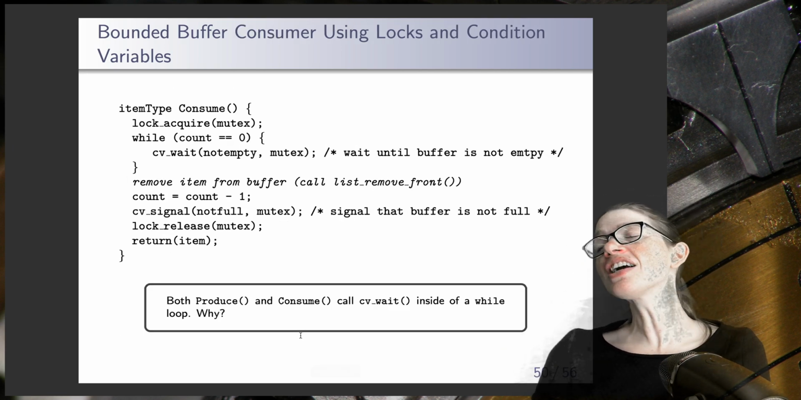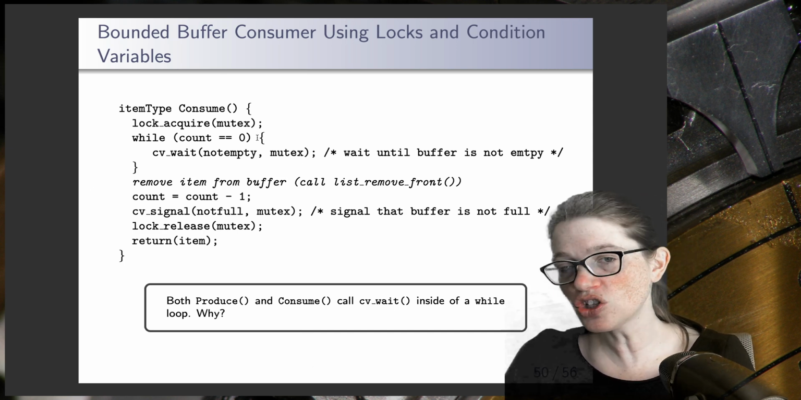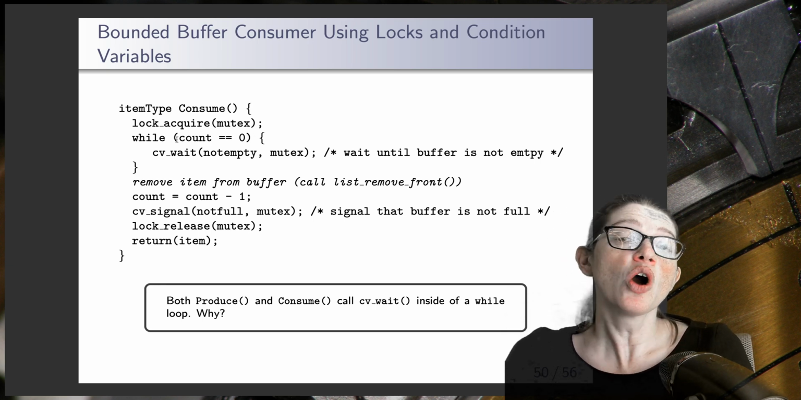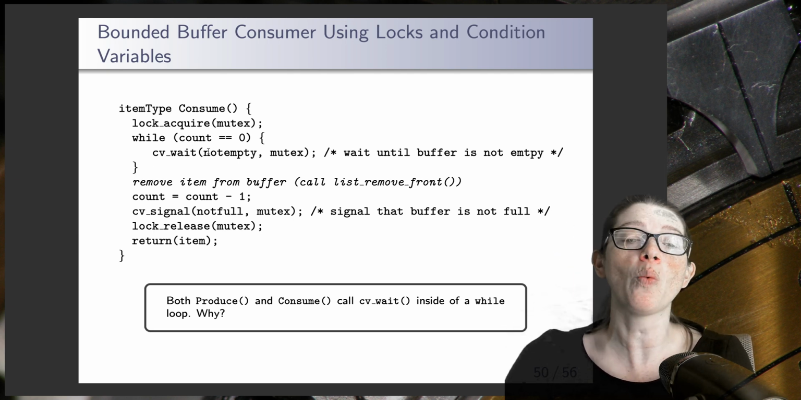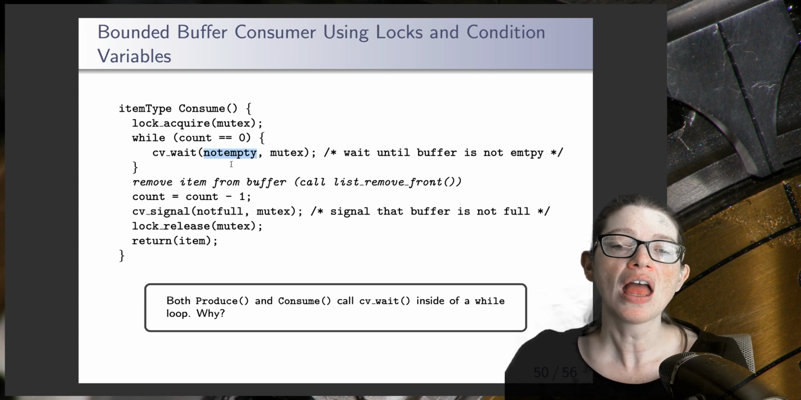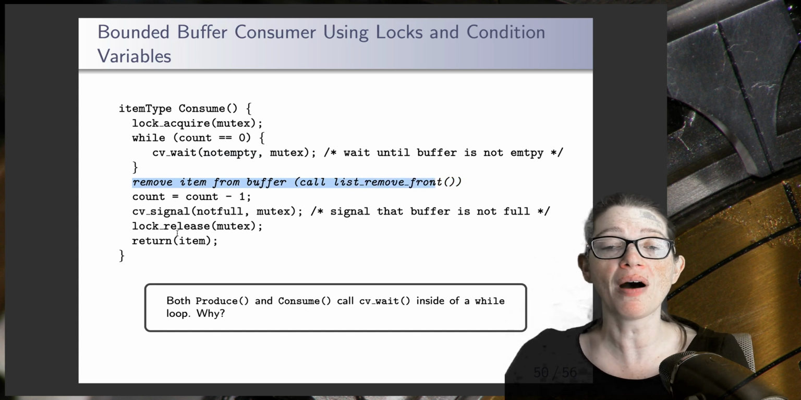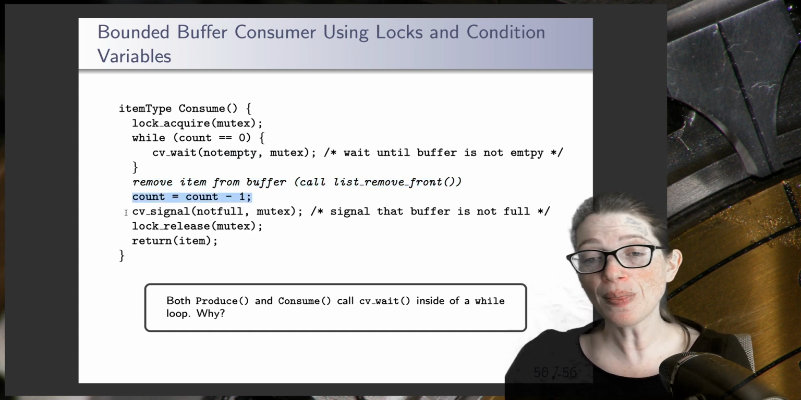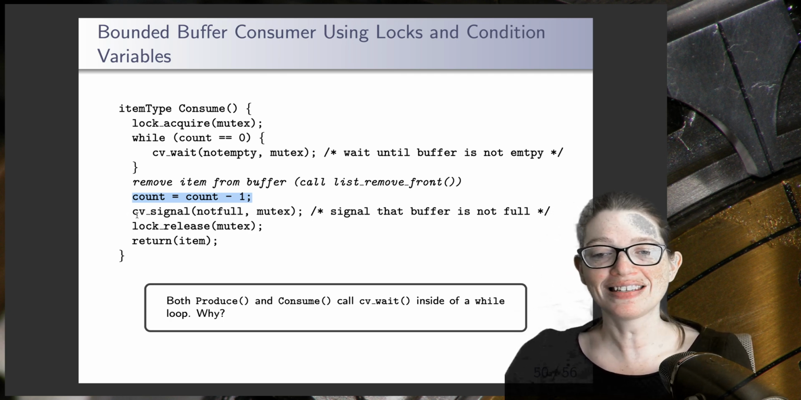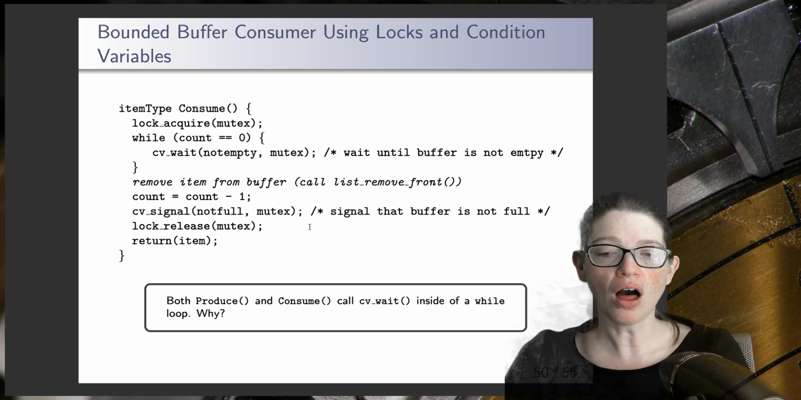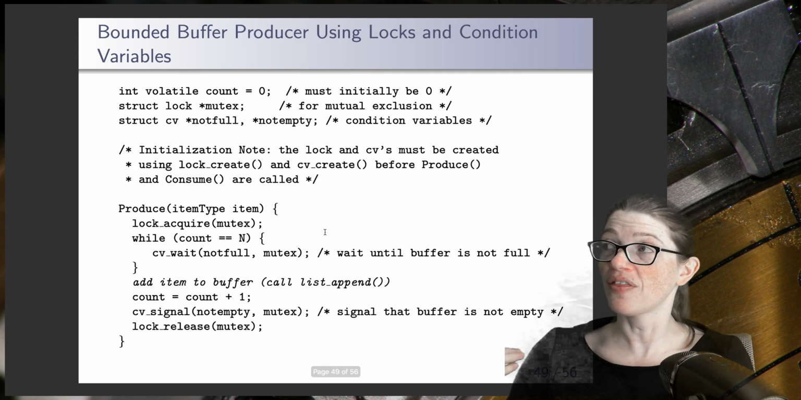And the consumer's code actually looks very similar. We acquire the mutex, we check if the condition is not being met, and in this case, we're checking to see if there are any items in the buffer. So while there are no items in the buffer, I fall asleep waiting on the not empty condition variable. Once the condition is met, that is the count is greater than 0, I will remove an item from the buffer, I decrement the counter. Now that there is space in the buffer, I am going to signal not full, and then I release the lock. So there you go. There is producers and consumers with condition variables and locks.